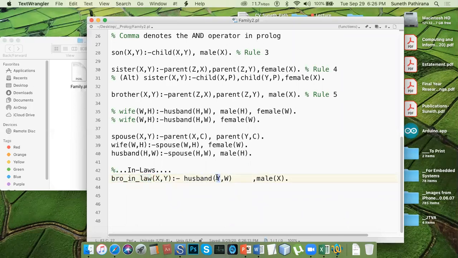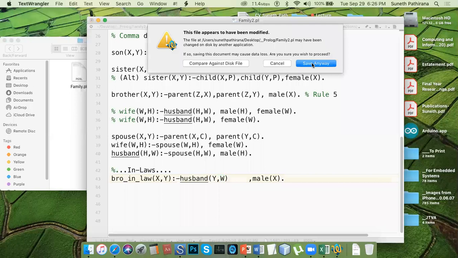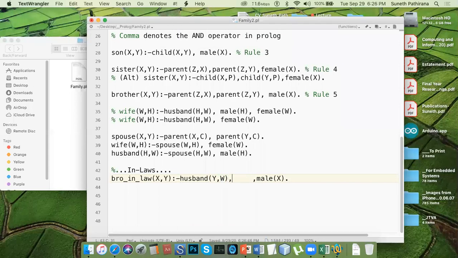So say Y is the husband of a person called W, wife. Okay. So what is the relationship between this W and X? How are they related? That means they must be brothers and sisters. Okay. So you can use this one or this one. Okay, I take this one, sister.